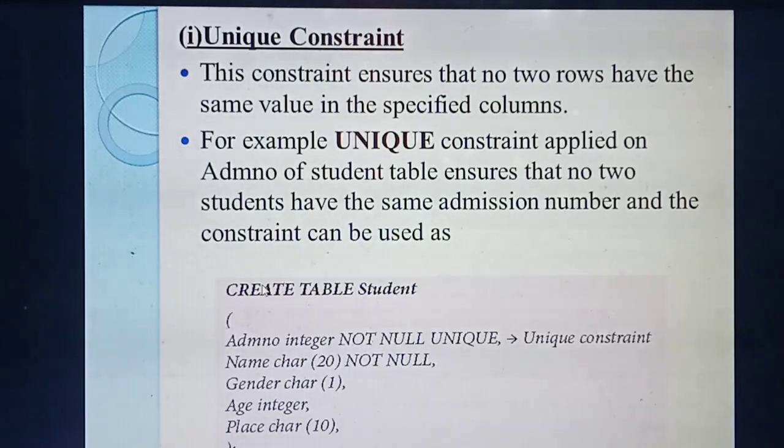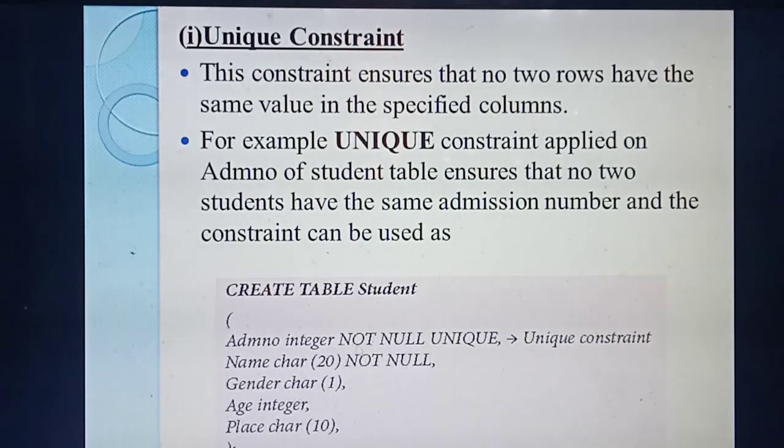First you need to create the table. What's the syntax? Create table name. What's the table name here? Student. Okay, so these are the details. What are the column names you are giving? Admission number, name, gender, age and place. Admission number is of data type integer. Name is of data type character. So each you are giving.